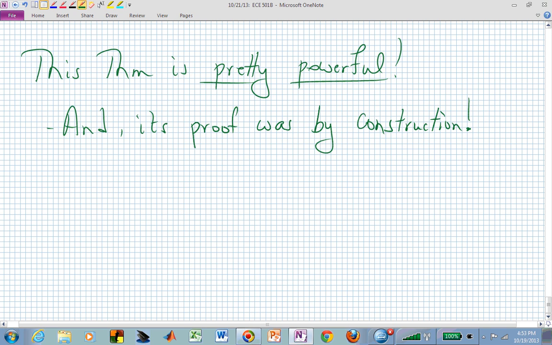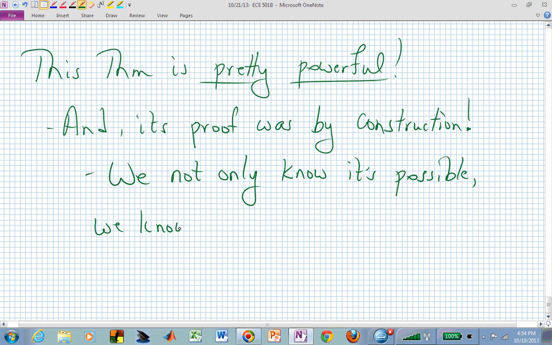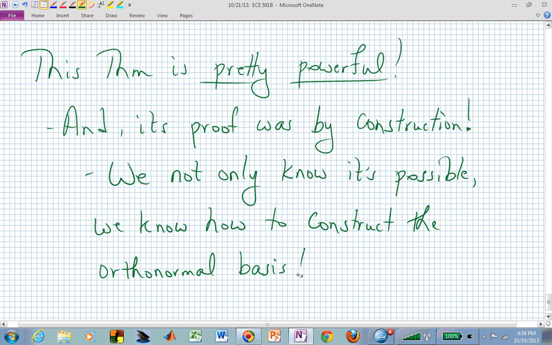So it was a proof by construction, which says that we not only know it's possible to build such a list, we know how to construct the orthonormal basis.